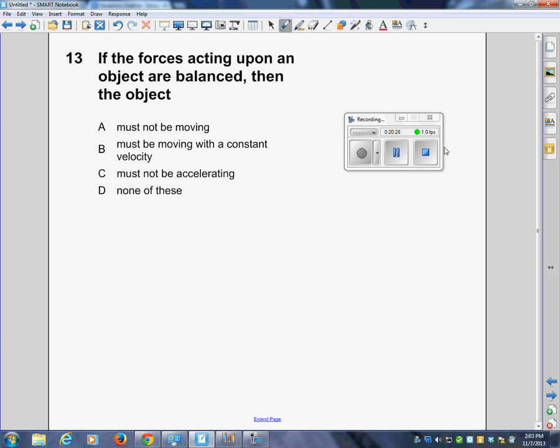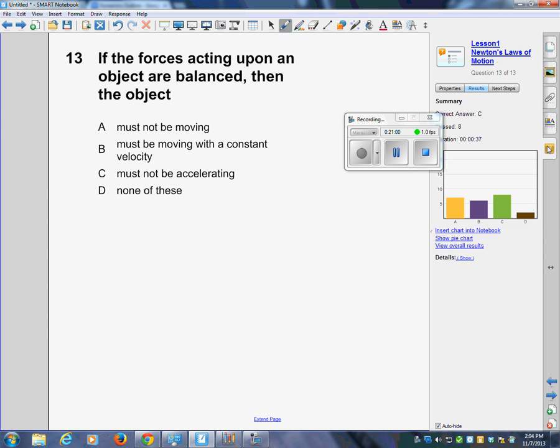Okay, if there's anything that you're going to learn in the last 45 minutes, it's this statement. This is it. Okay, if there was a drummer in here, I'd ask for a drum roll. If the forces acting upon an object are balanced, then the object, A, must not be moving, B, must be moving with constant velocity, C, must not be accelerating, or D, none of these. What people say, it's probably 25% each one. Yeah. Correct answer is C.